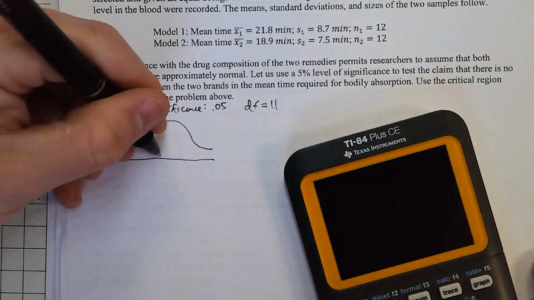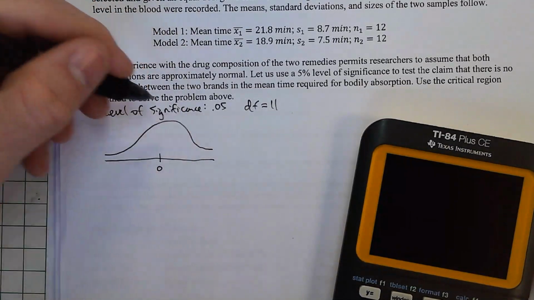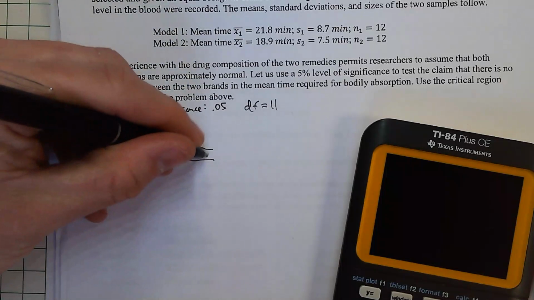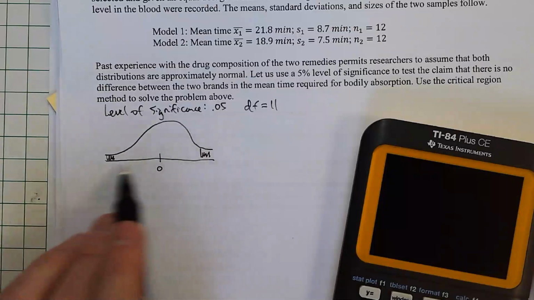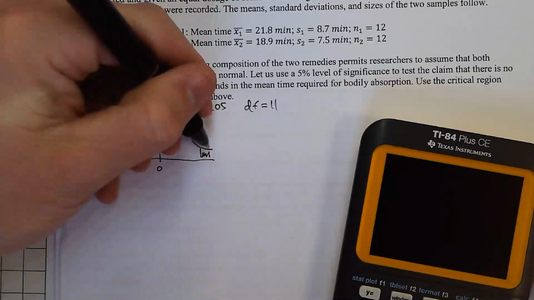Okay? And we're going to 5%, and they're trying to see if there's a difference between the two. So it's a two-tailed test. These two areas have to add up to 5% or 0.05. So how much are each one worth? They're each worth 0.025.